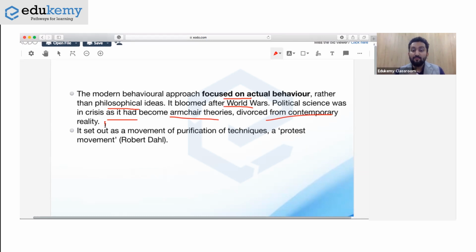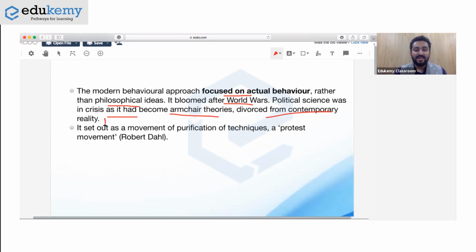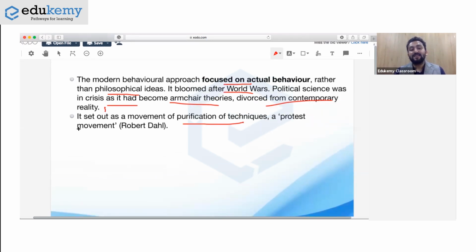Now we brought some scientific approach in political science. It set out a movement of purification of techniques as a protest movement. This was said by Robert Dahl. Robert Dahl said the behavioralist approach was a kind of purification of the techniques. And why was it called a protest movement? Because it was protesting against the application of the normative approach. The normative approach will not be enough. For this reason, what is needed now is the behavioralist approach, right?